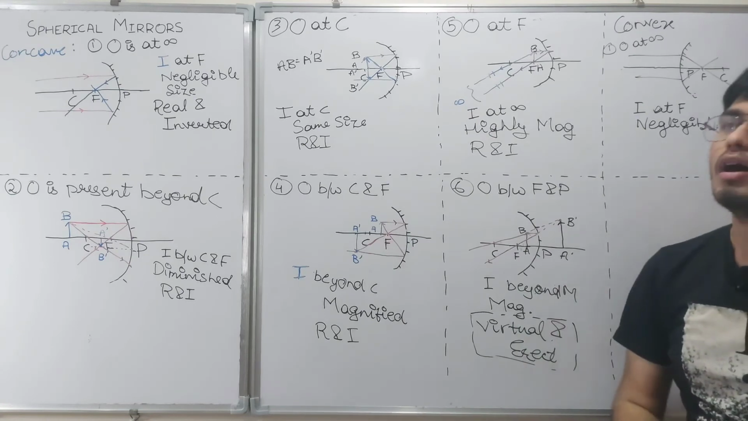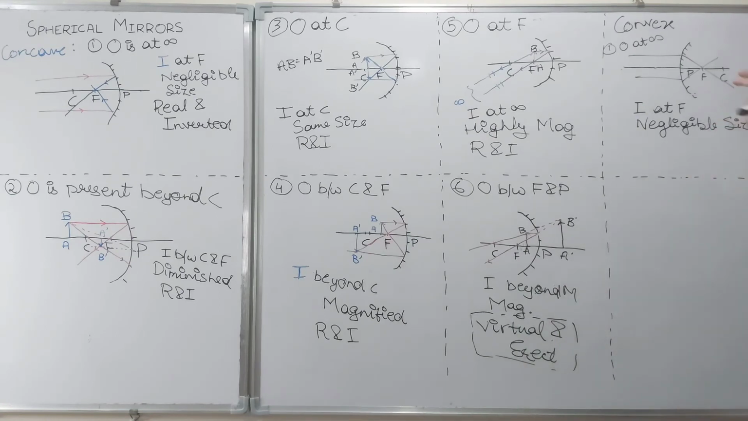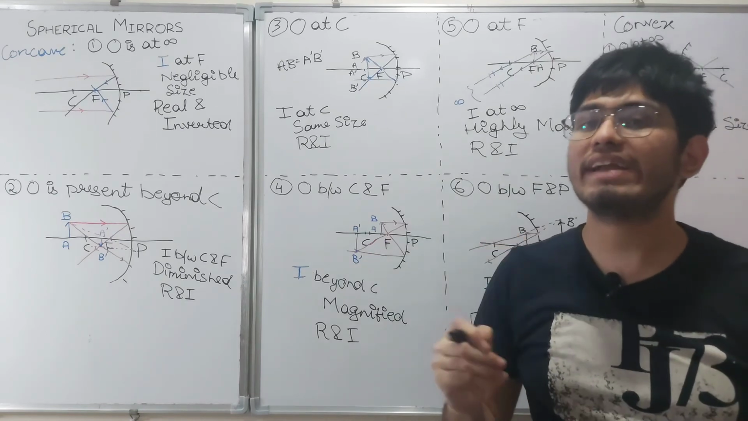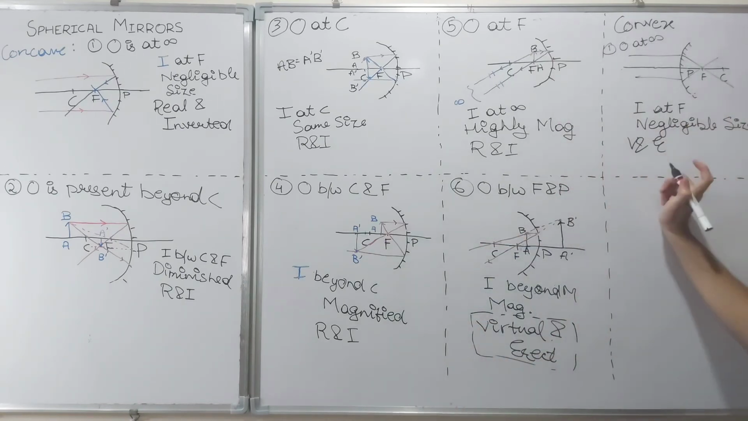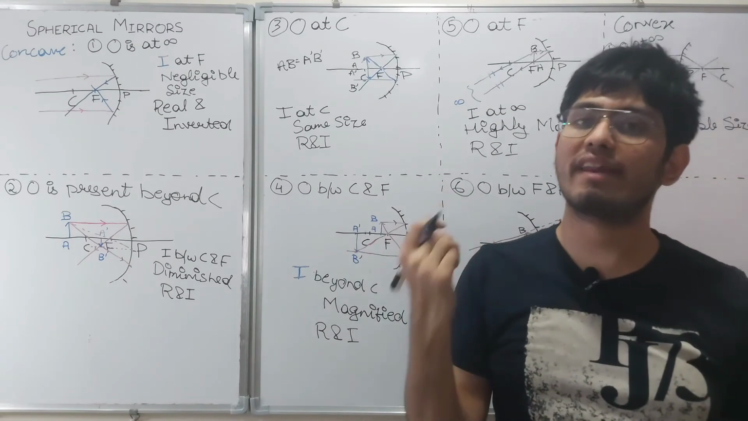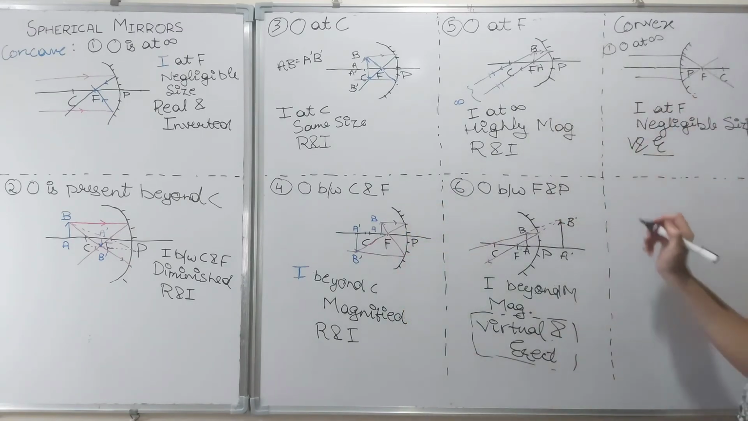Now, one more thing, what is the sort of image? See, the image is formed on the right hand side. So the image formed on the right hand side, we always take it as a virtual and erect image. We always have to consider this case that the image formed on the right hand side is a virtual and erect image. Okay, so this was the first case.